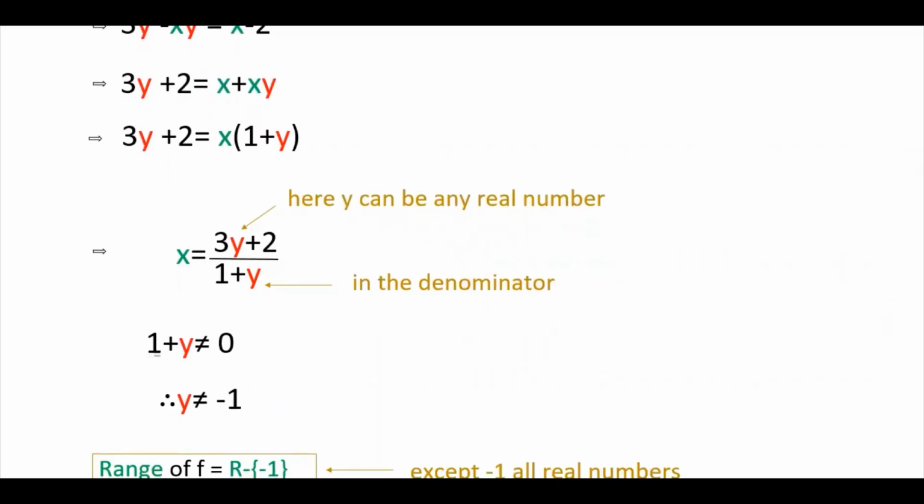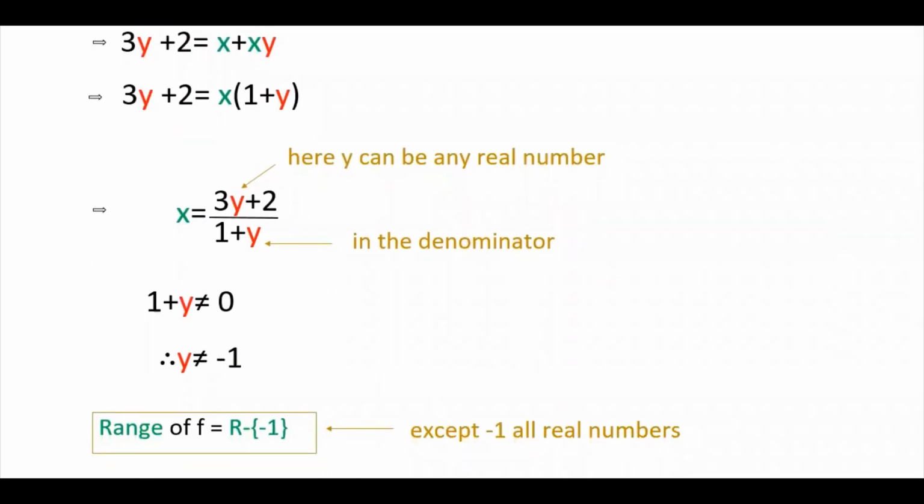Here also, y is in the numerator and the denominator also. So you have to check both the cases. It is in the numerator, so you can give any real number. And here it is in the denominator, it should not be 0. So 1 plus y is not equal to 0. Therefore, y is not equal to minus 1. So except minus 1, you have to take all the remaining real numbers.